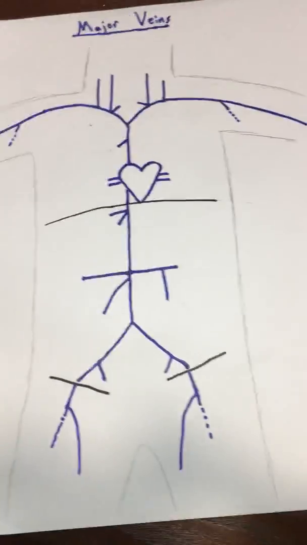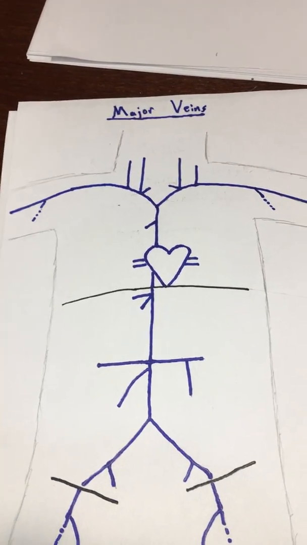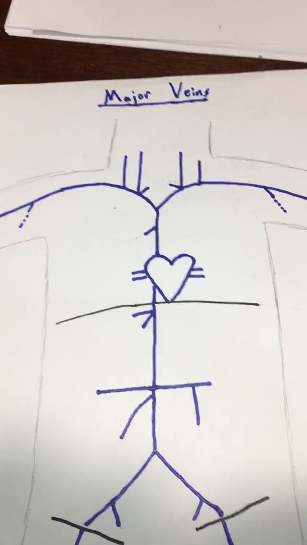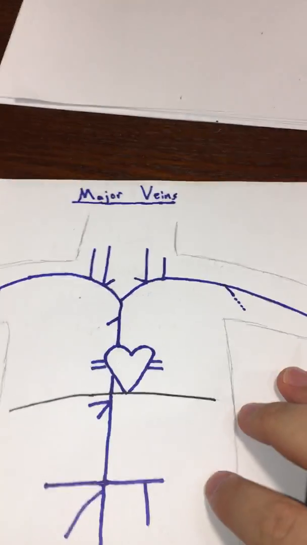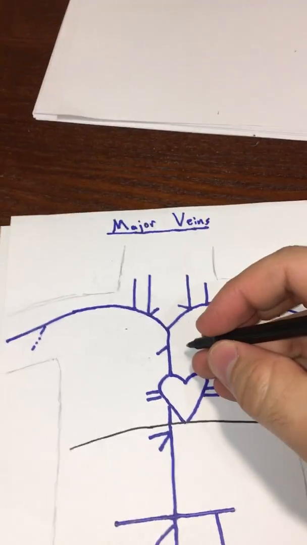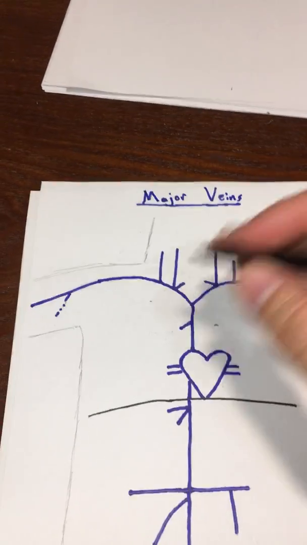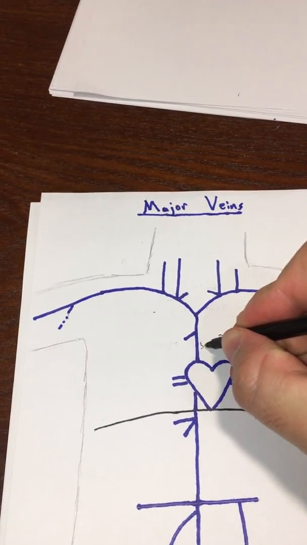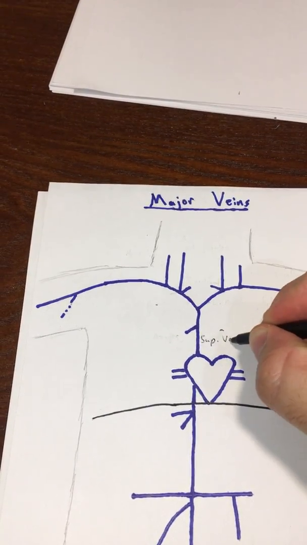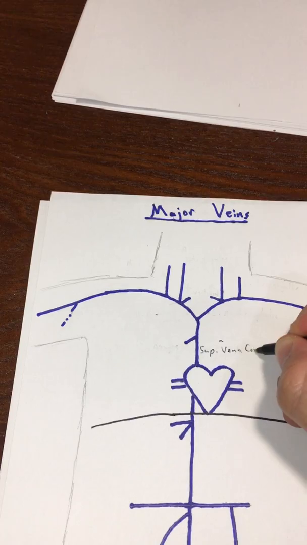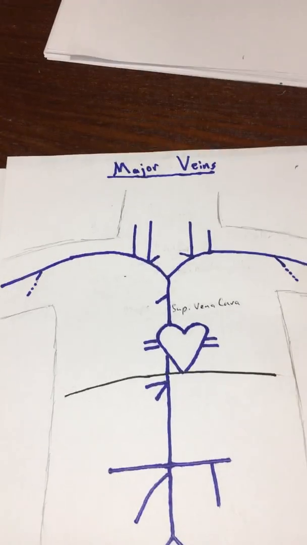Now I'm going to be going against the direction of blood flow with veins. It just makes it easier when labeling and following these lines. I'm sorry, I'm holding this camera with my other hand. But here we go. So going superiorly from the heart, we have the superior vena cava. You can see I've been practicing a little bit.